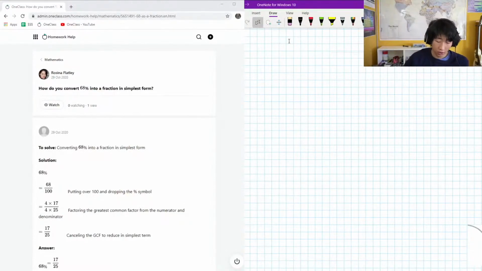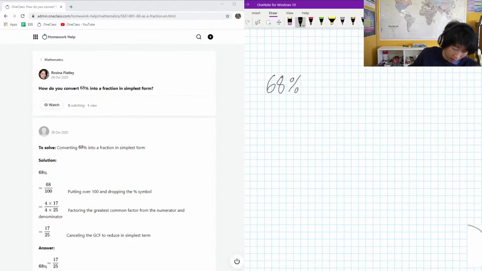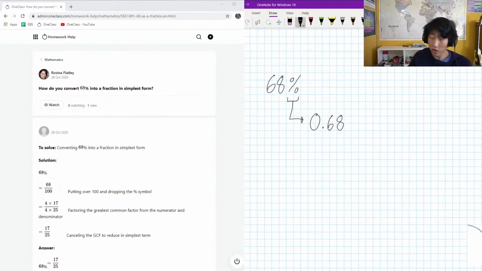Okay, so the next question that we have on the menu today is asking us, how do we convert 68% into a fraction? So 68% is what we're starting with. And this percent sign is really just a shorter way of saying 0.68. So we're going to try to convert this into a fraction.